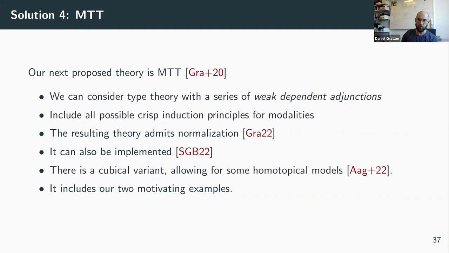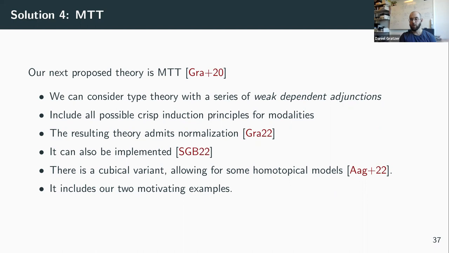The result can be implemented, and we've done so. And if you want, you can even sort of rebase MTT on top of cubical type theories, and you obtain something that has more of a homotopical flavor. And crucially, it includes both of the examples we started with. In fact, with MTT, you could also just directly add the amazing right adjoint as a modality in its own right. So you don't necessarily need to factor through the box step there as well.